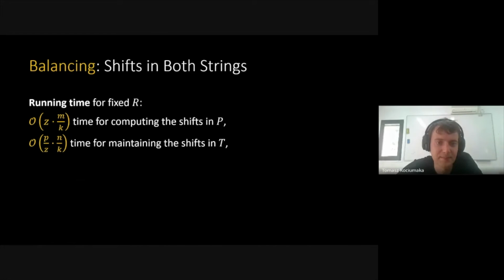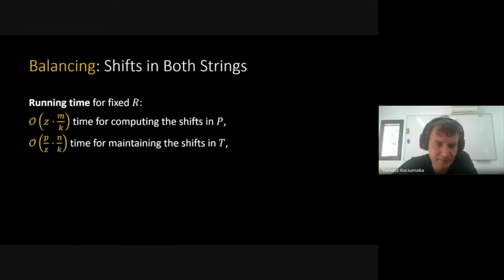Then we have shifts in the text. Now here you have a sliding window, and the sliding window goes over the sampled positions in the text. So the fingerprint in the text changes only if something enters or leaves the sliding window. The number of sampled characters in the text for a particular shift is n over k in expectation, and we consider p over z of those shifts. So p over z times n over k is the term coming from maintaining the fingerprints for the text.